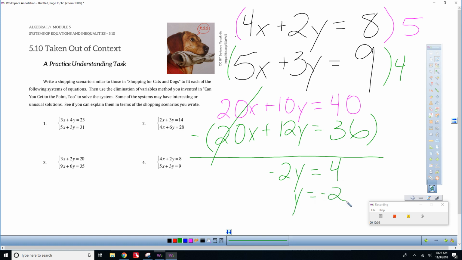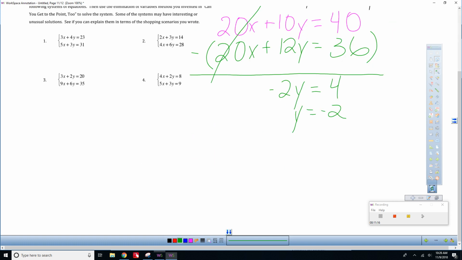So bananas cost negative $2, and if you interpret that in terms of economics, that means that they are paying you $2 for each banana, which is a great deal. How do I find the other one? I plug negative 2 in for y, so I'll say 20x plus 10 times negative 2 is 40.